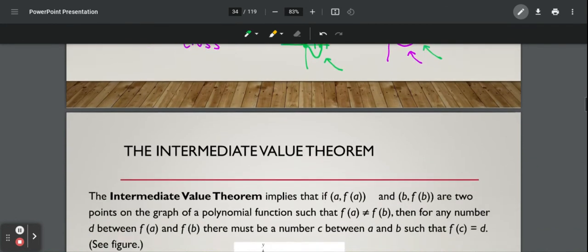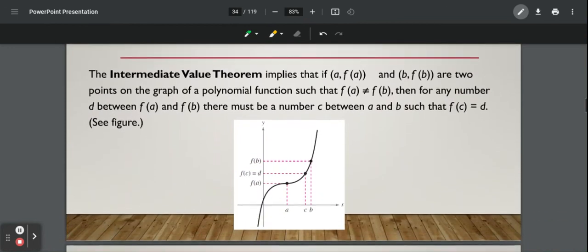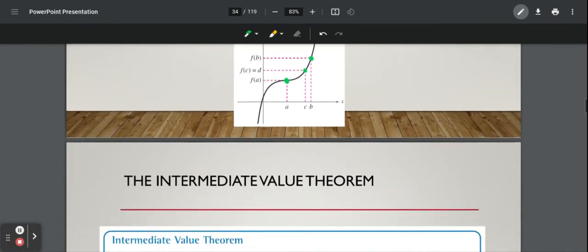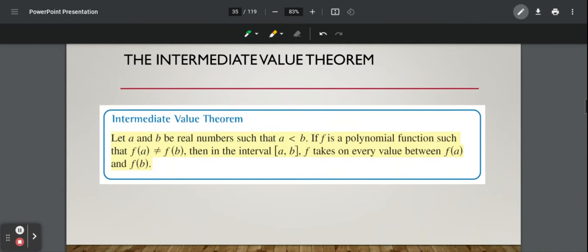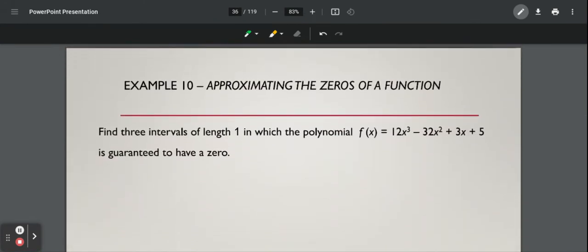And then the last idea is the intermediate value theorem. What the intermediate value theorem says is that if you have some y value here, and then you have another y value up here, then because you have a continuous function, there has to be some y value in between those two y values. So what you would use this for is coming up with where you could find some zeros without actually having to find the zeros.